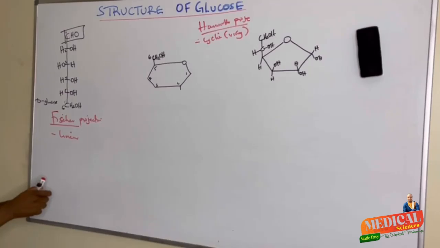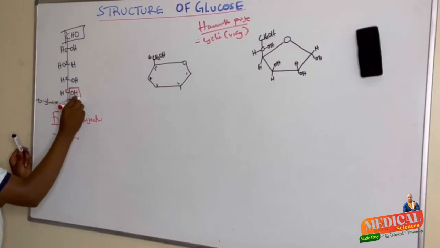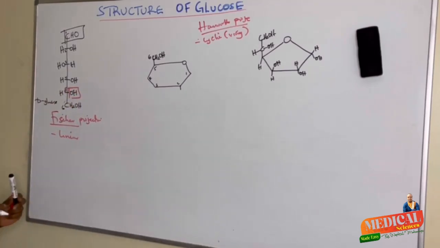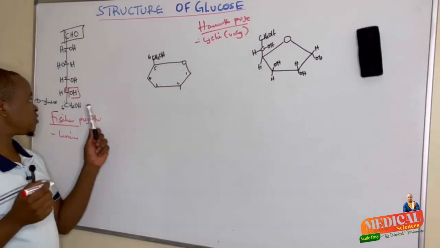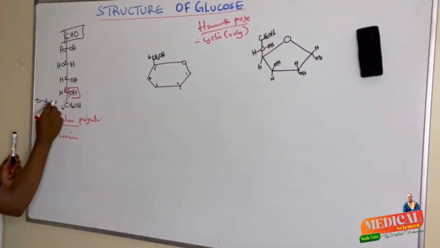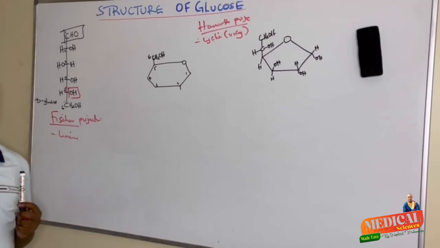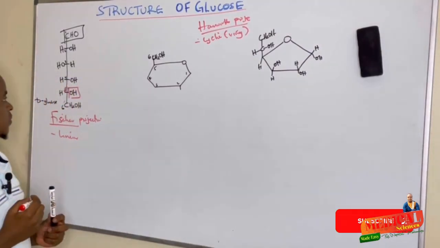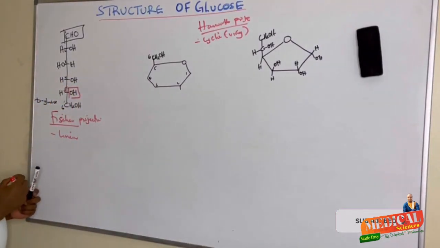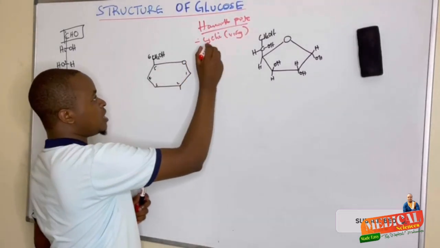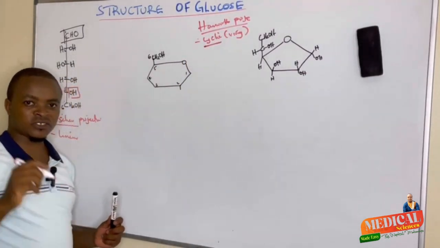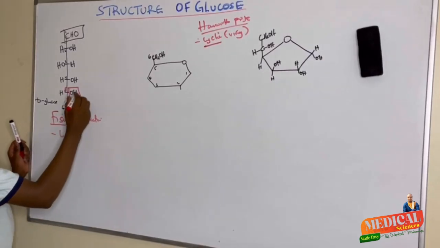Why do we call it D-glucose? It is because of the hydroxyl group at carbon number 5. When the hydroxyl group at carbon number 5 is on the right, we call it D, and when it is on the left, we call it L-glucose.